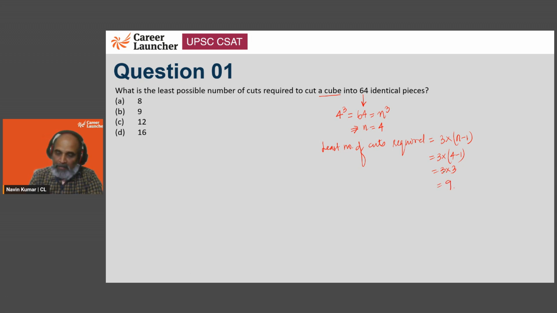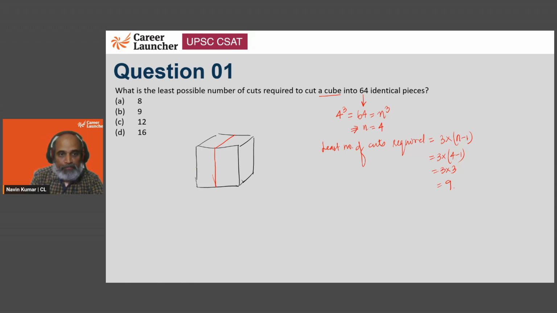Now, why does this happen? So basically, if we have a cube and if we make a single cut right here, it breaks into 2 pieces. So if you make 1 cut, it will break into 2 pieces. If you make 2 cuts, it will break into 3 pieces. So if we have n cuts, it will break into n plus 1 pieces.